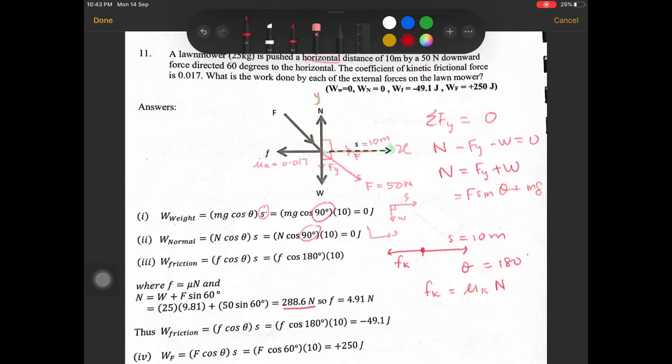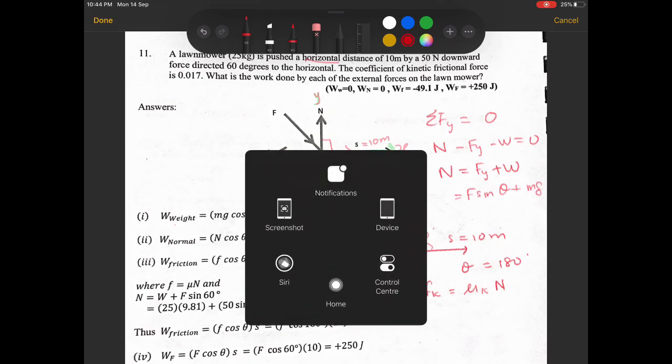For normal force, S is here and N is here. So the angle is equal to 90 degrees. For frictional force, you can see the direction of S is here and the Fk is here. So the angle is 180. So for the external force, the angle is equal to 60. Okay, thank you.